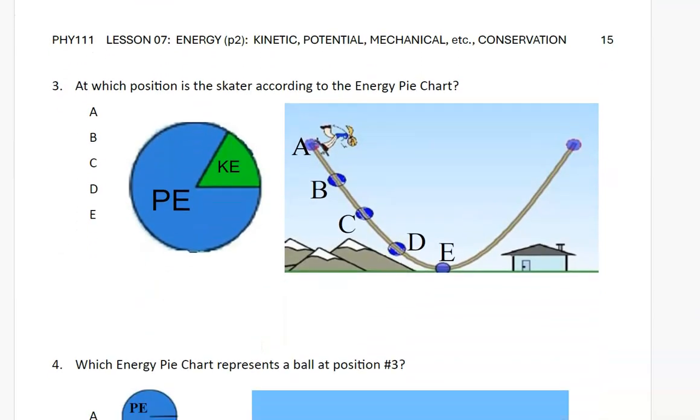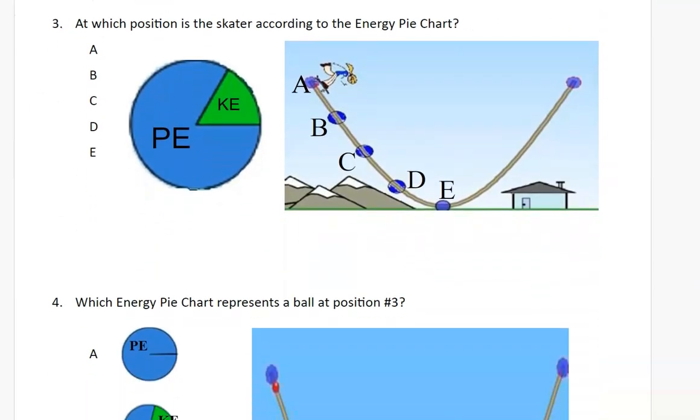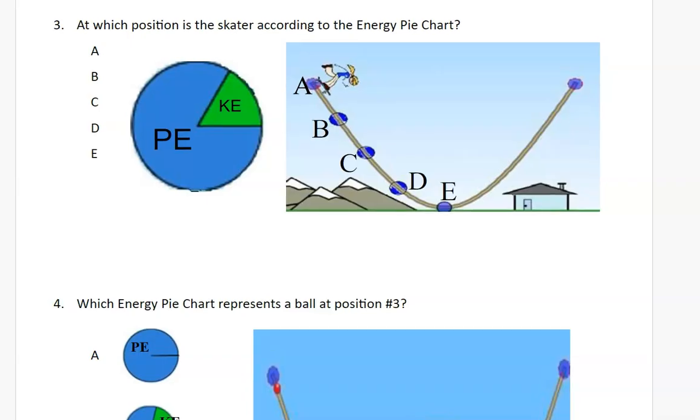Number 3, at which position is the skater according to the energy pie chart? Again, we're going to ignore the picture of the skater and use the energy to determine where the skater is. And you can see from the pie chart, the whole circle represents the total energy, and the blue fraction of this pie represents how much of the total energy is potential energy, specifically gravitational potential energy, and the green represents how much of the total is kinetic energy.